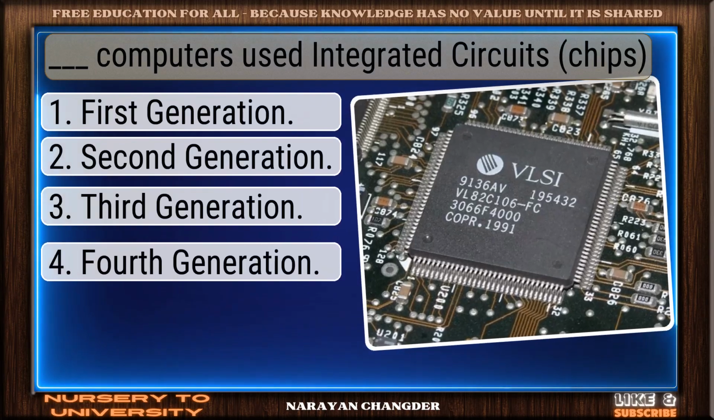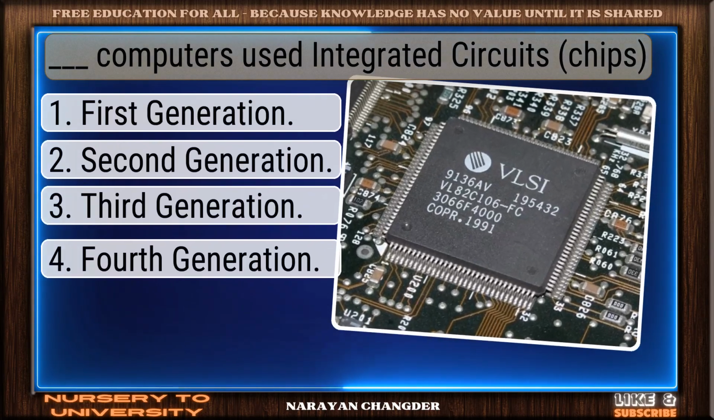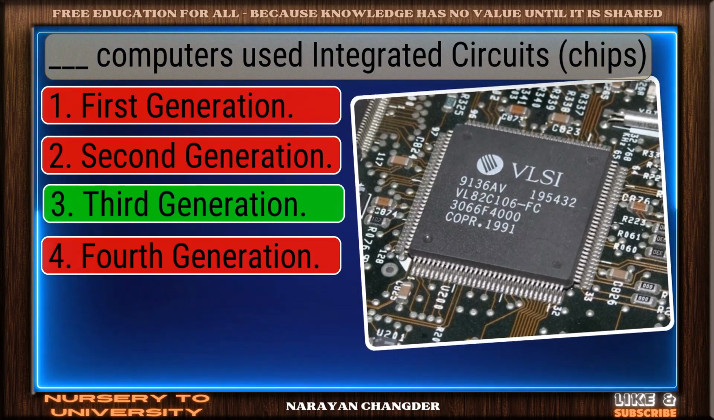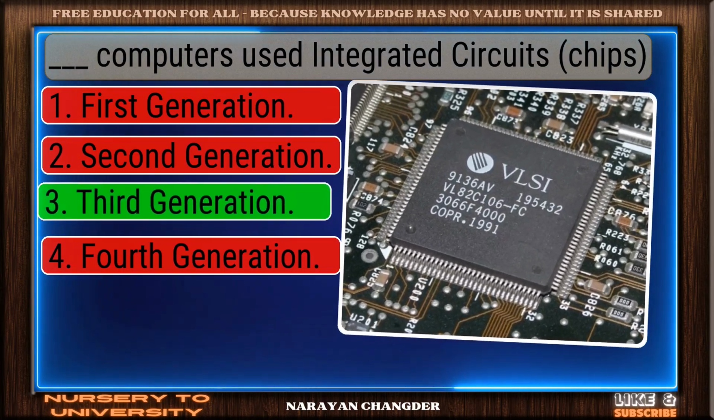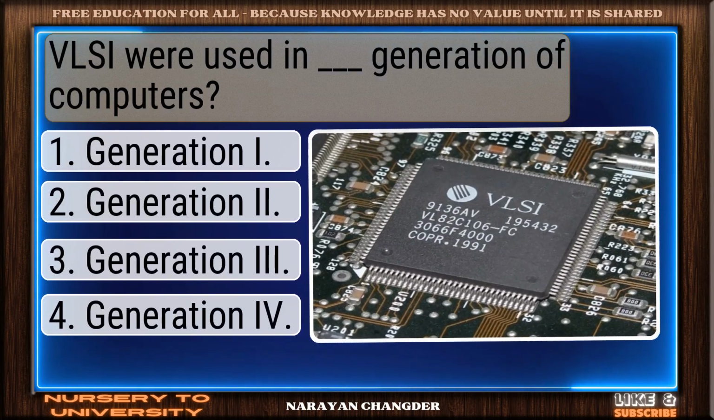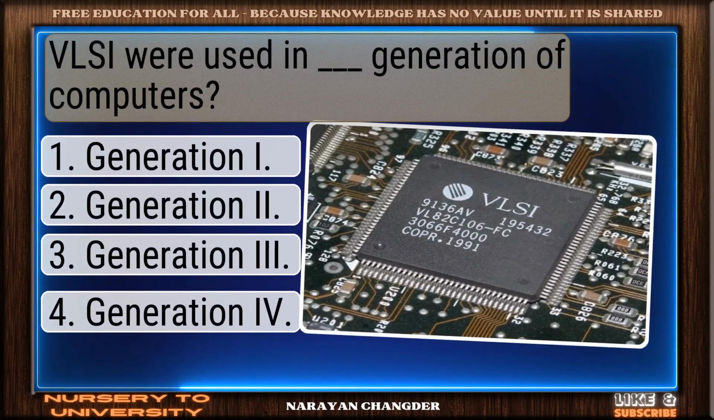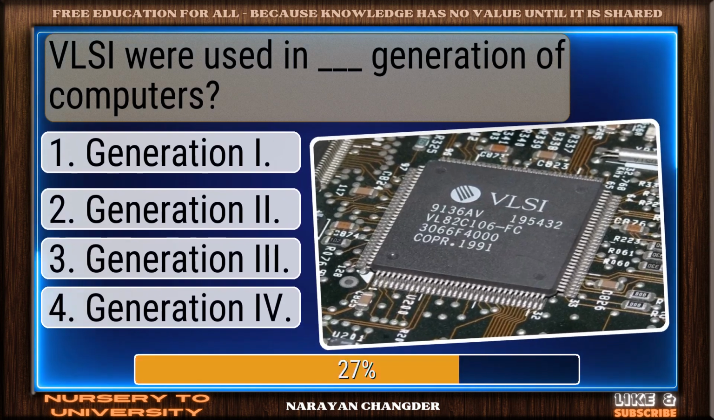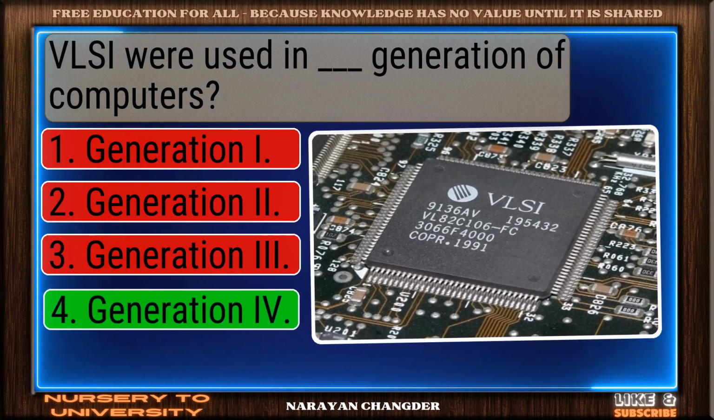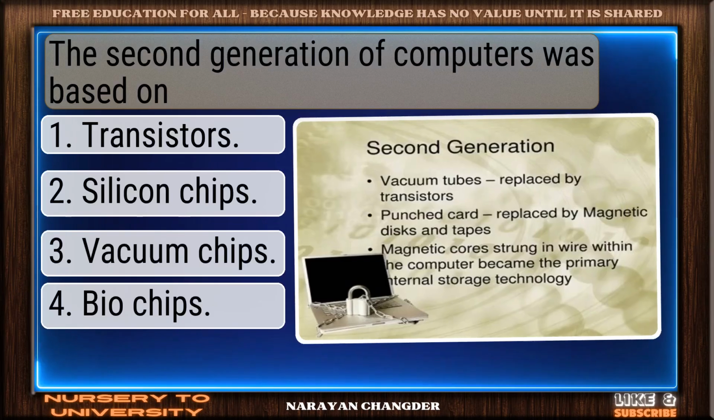Question number 21. Dash computers used integrated circuits. Great thinking. Third generation is the right choice. Question number 22. VLSI were used in dash generation of computers. Well done. Generation AV is the right choice.